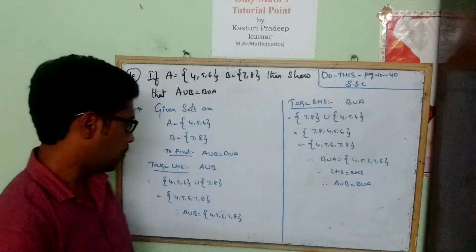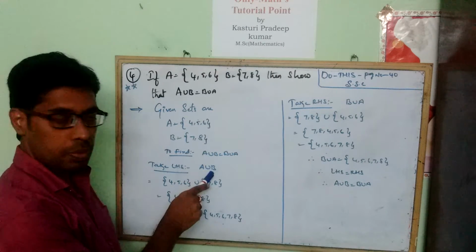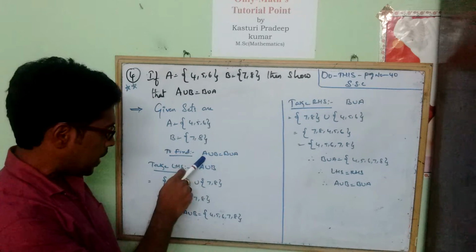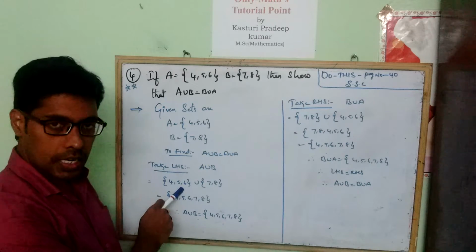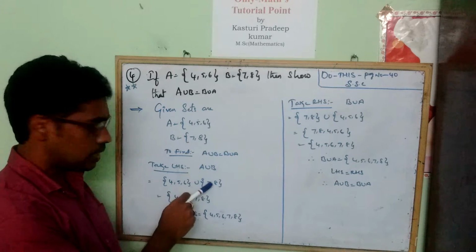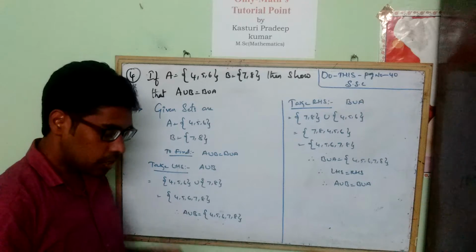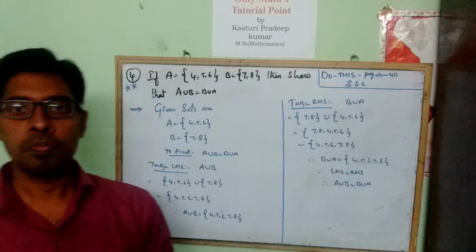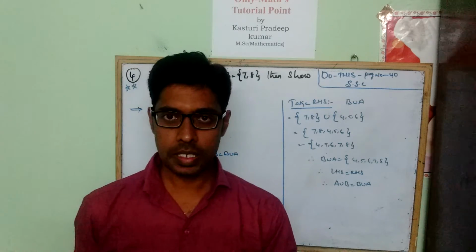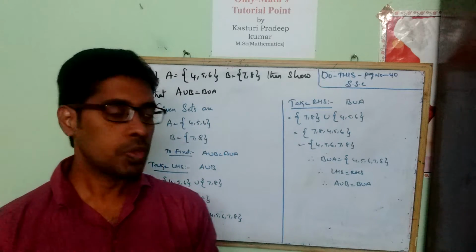What to do? Now take the LHS part, A union B. So what is A here? {4, 5, 6}. Set A union, what is B? {7, 8}. Now what is union? We have already discussed in the previous video about the basic operations on sets. That is the first one, union of sets.